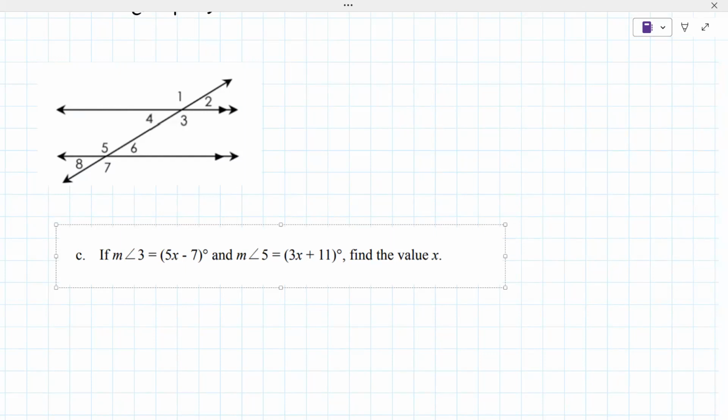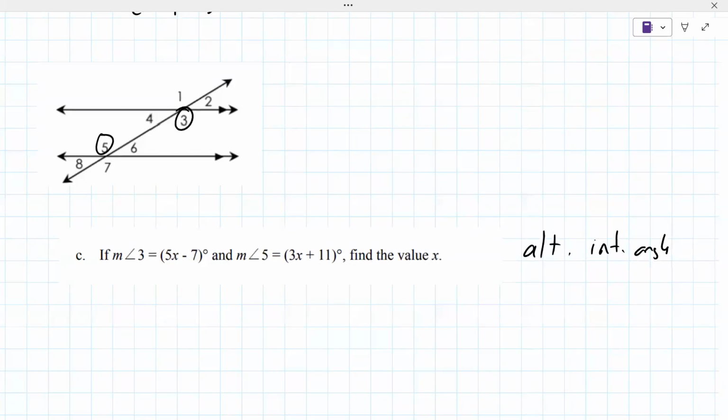All right, so measure of angle 3. So there's 3 and there's 5. Which theorem says that those are congruent? They're congruent. What's it called? Alternate interior. Yes. Alternate interior angles, they are congruent. So you're setting these equations equal to one another.